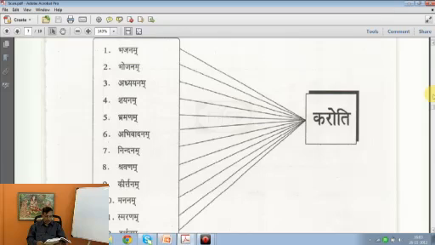And the fourth one, rugnaha, kim karoti? Rugnaha shayanam karoti. A diseased person, a sick person, sleeps, is sleeping. Then pathikaha, kim karoti? Brahmanam karoti. A traveler is roaming. A traveler roams. Pathikaha brahmanam karoti.